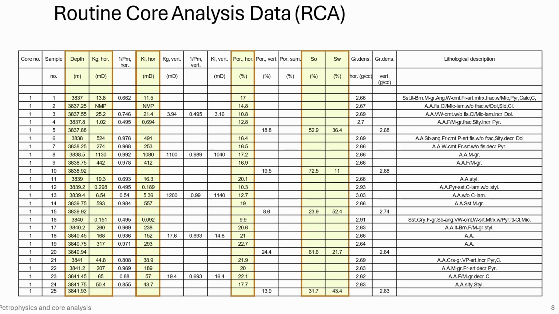This slide shows an actual RCA data table with depth, horizontal and vertical permeability, porosity, saturation, grain density, and lithological description. This is excellent because it demonstrates the kind of real data engineers work with when presenting this slide. Explain that core data are interval specific and often variable with depth.